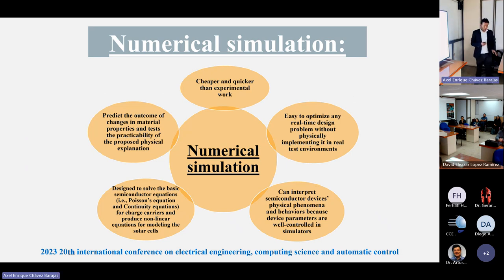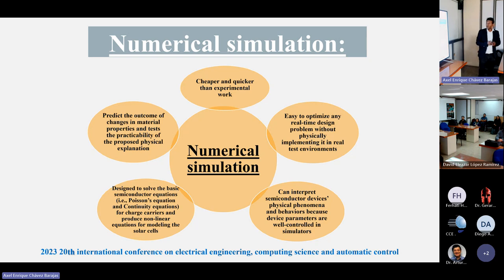So what is numerical simulation? Normally in solar cells and other areas, simulations or numerical simulations are all computer based programs. They facilitate analyzing the parameters. It has several advantages, such as being cheaper and quicker than experimental work. It can help predict results before doing the experimental work, so it is helpful for starting experiments and prevents the loss of materials and time. It is also easy to optimize, can interpret semiconductor device physical phenomena and behaviors, predict the outcome of changes in the material, and is designed to solve the basic semiconductor equations.